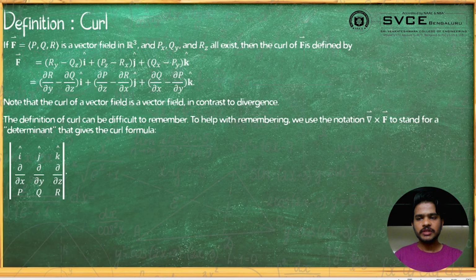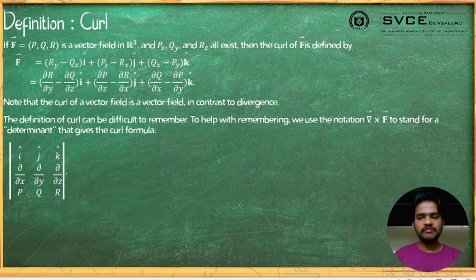The definition of the curl is given here. If vector F = <P, Q, R> is a vector field in R3 and ∂P/∂x, ∂Q/∂y and ∂R/∂z all exist, then the curl of the vector F is defined by (∂R/∂y − ∂Q/∂z) i + (∂P/∂z − ∂R/∂x) j + (∂Q/∂x − ∂P/∂y) k.